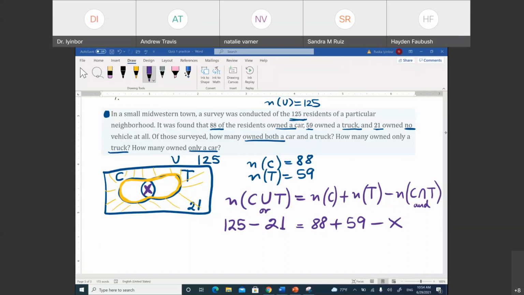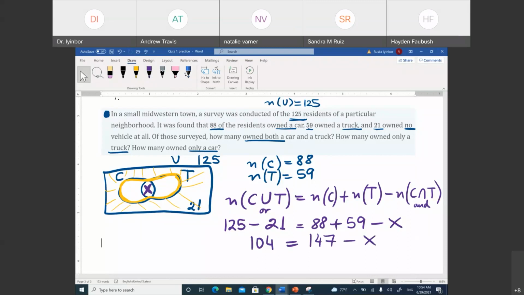Okay, so let's solve it. It's like solving a simple linear equation. So we're going to do 125 minus 21. What is that? 104. Okay. So I have 104 on this side, equals, what is 88 plus 59? 147, right? Minus X.